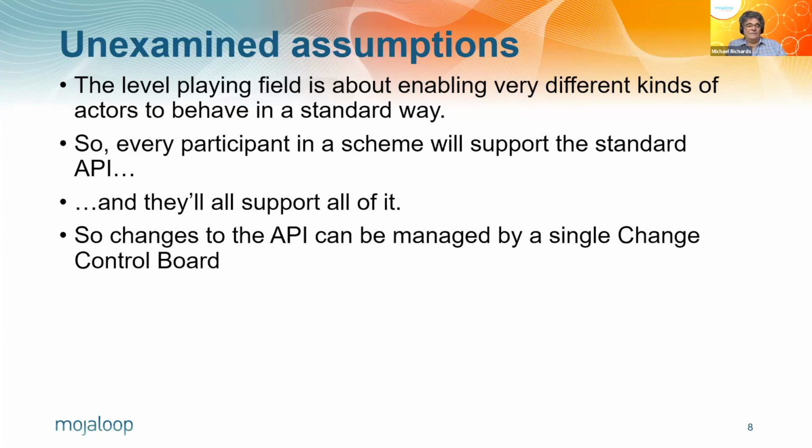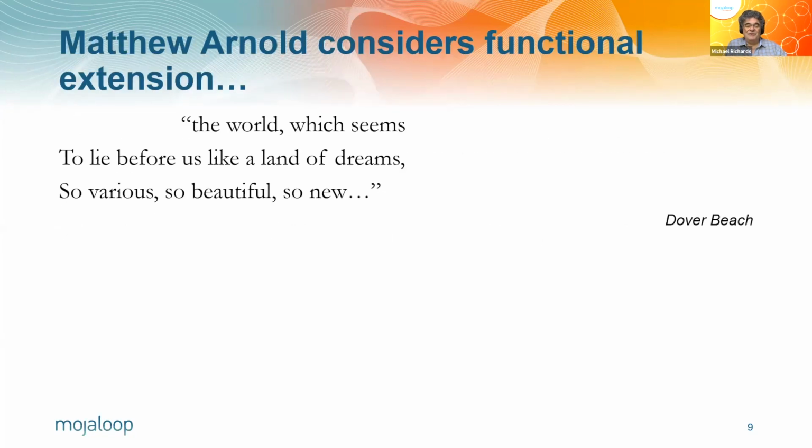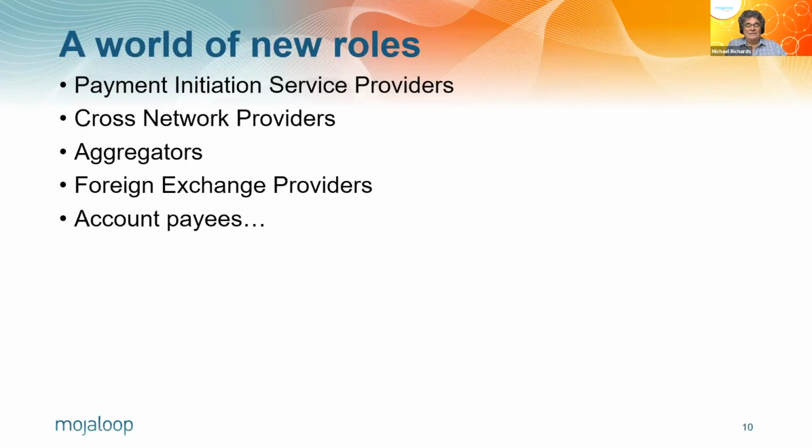The level playing field that we've talked about quite a lot is about enabling very different kinds of actors to behave in a standard way. So we started thinking that we would have a single API, that every participant in a scheme would support the standard API, and all of them would support all of it. So there is a change control board in the Mojaloop Foundation, which was a single body charged with maintaining the API, with approving changes to it, its definition, and so on and so forth. However, as the well-known poet Matthew Arnold said, there is always a set of new things turning up. And the same is true in this case.